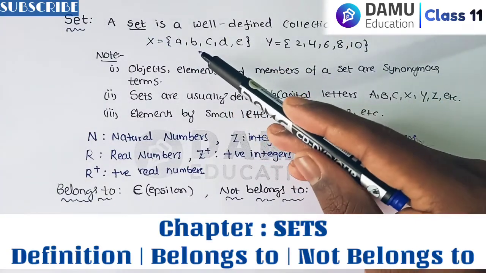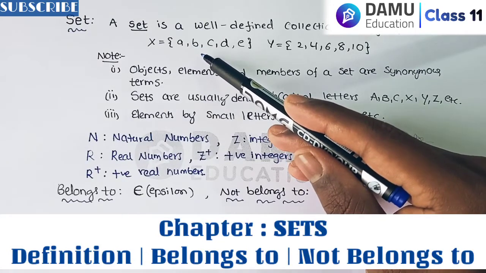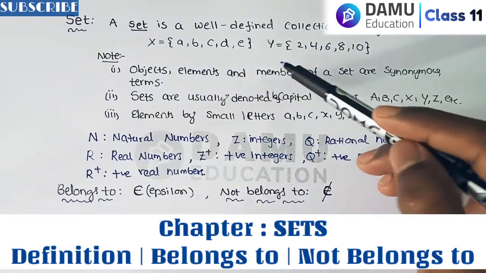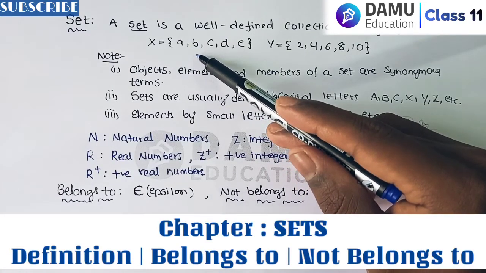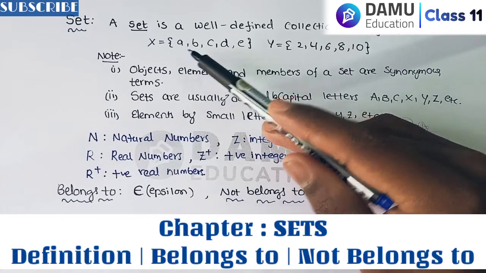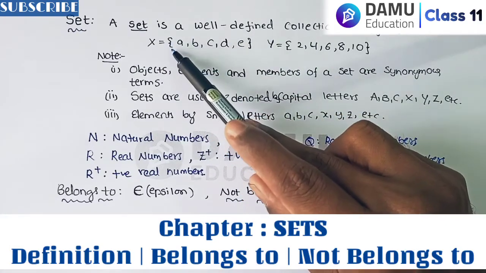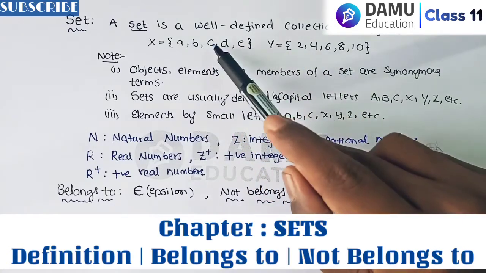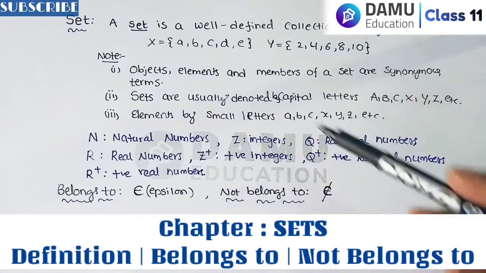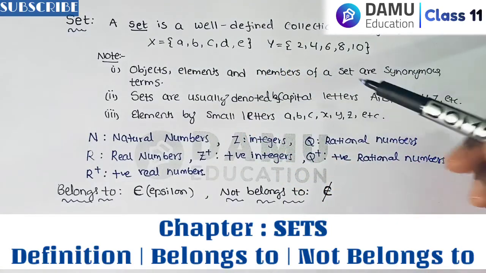A set is usually represented in roster form. Usually we denote it in roster form. In the next session I will explain the representations of sets, the two methods used for representing sets. A set is always denoted with a capital letter, followed by an equal sign and braces opened, and all the elements are separated by commas. So what are the things we need to remember while taking sets?